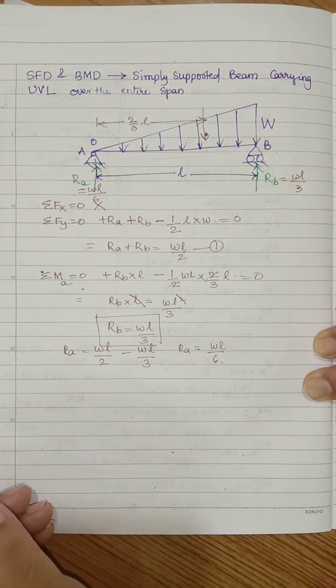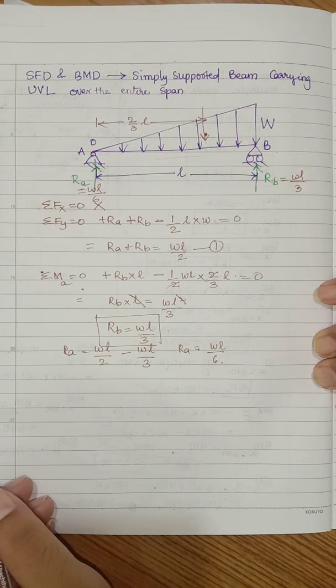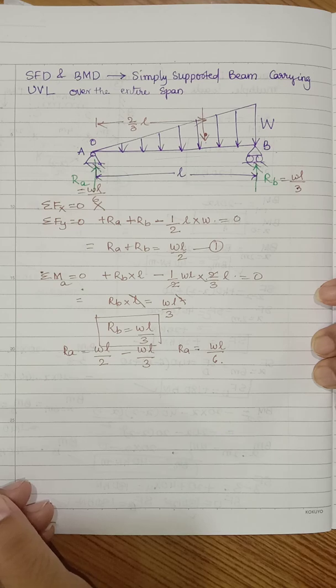We got two reactions over here. So to draw the shear force and bending moment diagram, we need to take a section in between A and B. For that, I'm going to draw the simply supported beam once again.